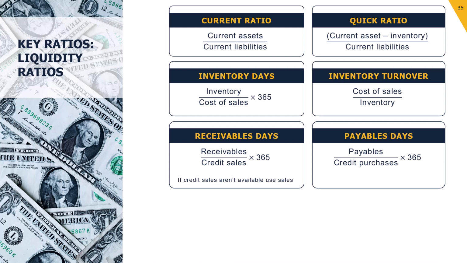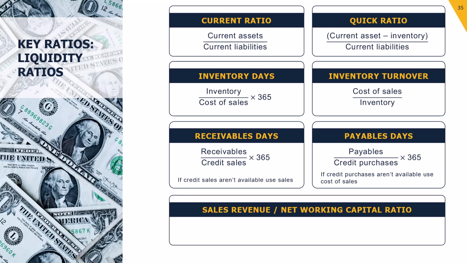Payable days then, this looks at the flip side of this. So this looks at the average age of your payables. Payables over credit purchases, again multiplied by 365. But again, you may not be in a situation where credit purchases are available. So if that's the case, you would just use your cost of sales figure.